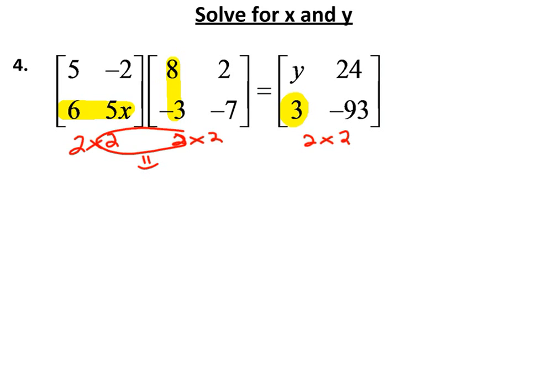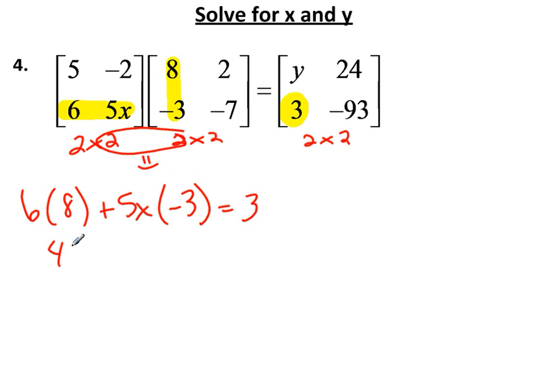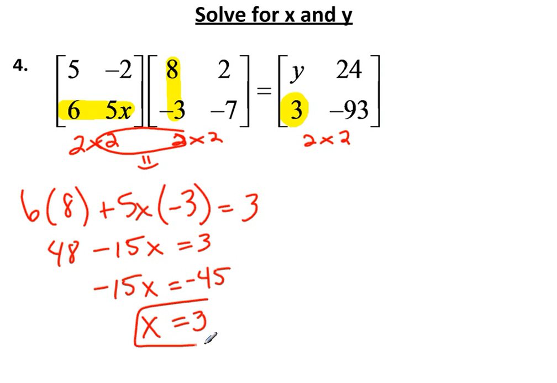So what does the rule tell me to do that we've been working on? I'm going to take 6 times the first entry plus 5x times the second entry, and that should equal my solution. 48 minus 15x equals 3. I'm going to subtract 48 from both sides. If I subtract 48, I get negative 45. Divide both sides by negative 15, and I get a positive 3. Okay? And you can always substitute this back in and then do the algebra yourself again to make sure it works. All right, so now I need to figure out y.